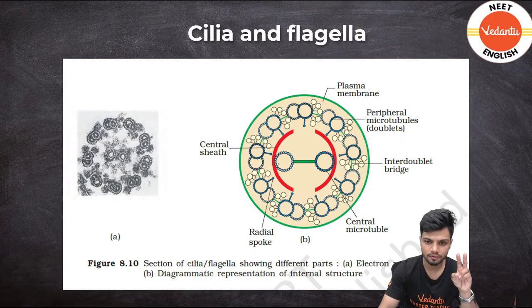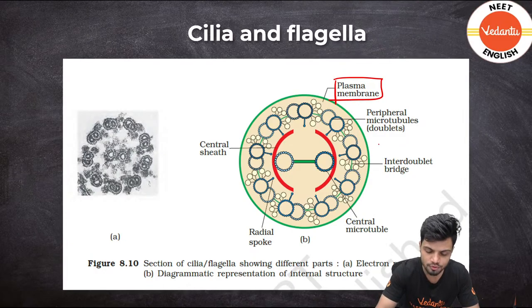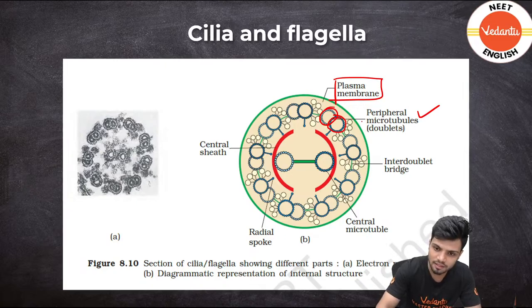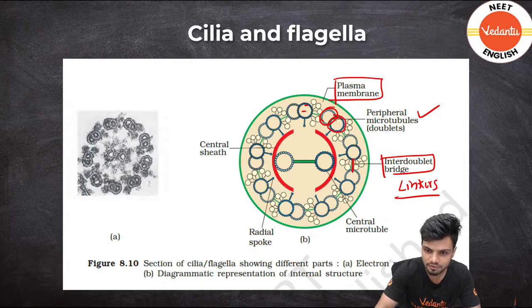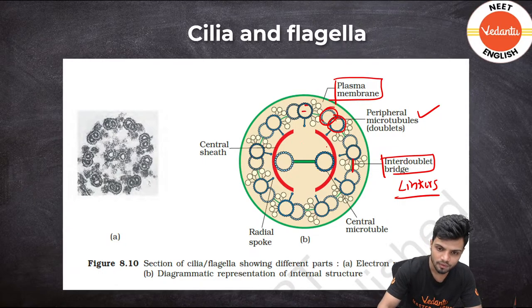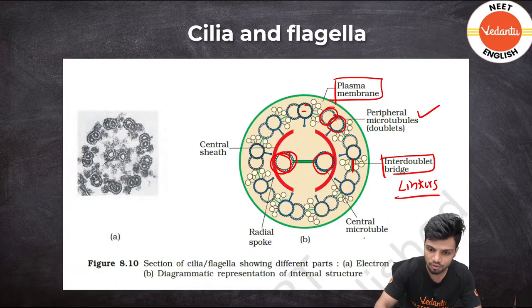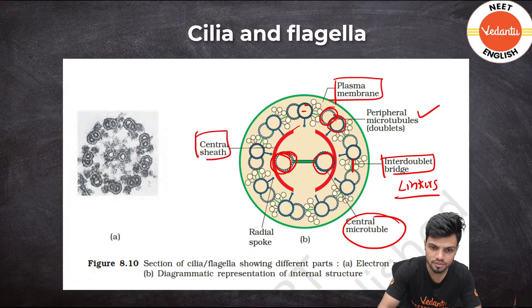This is the plasma membrane, as I told you already. It has peripheral microtubules. The peripheral microtubules are present in doublets. These peripheral microtubules are connected to each other by interdigitating bridges, also called linkers. Each of them is attached here with the help of linkers. Then we have the central microtubules. The central microtubules have a central sheet through which they are attached.